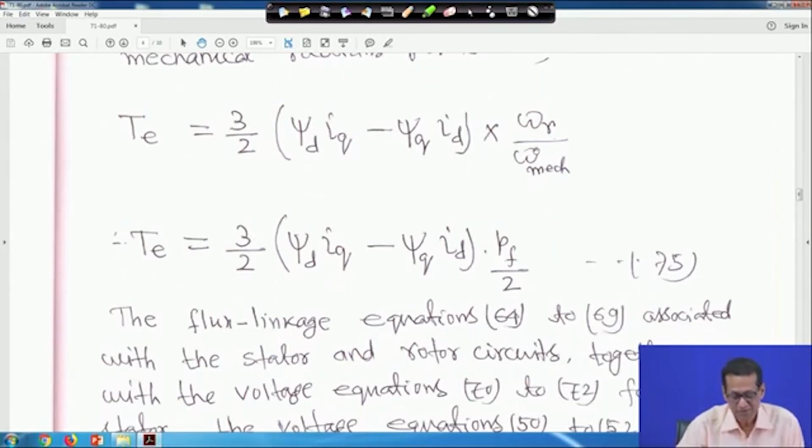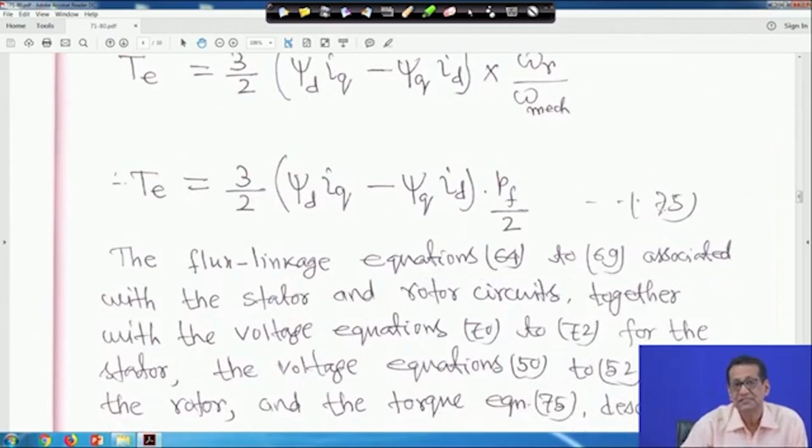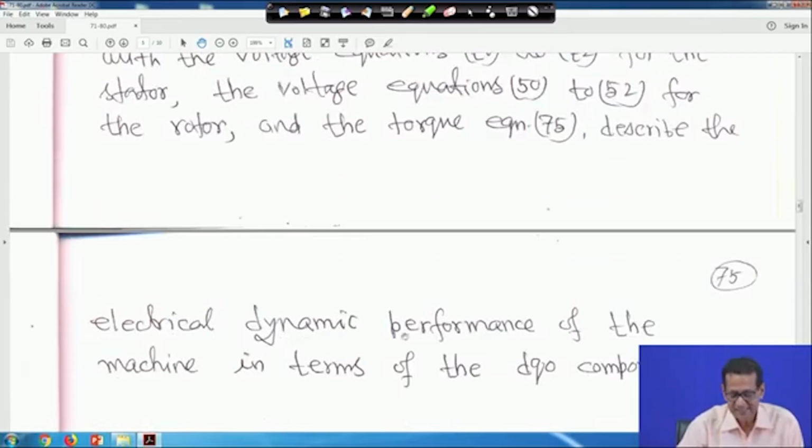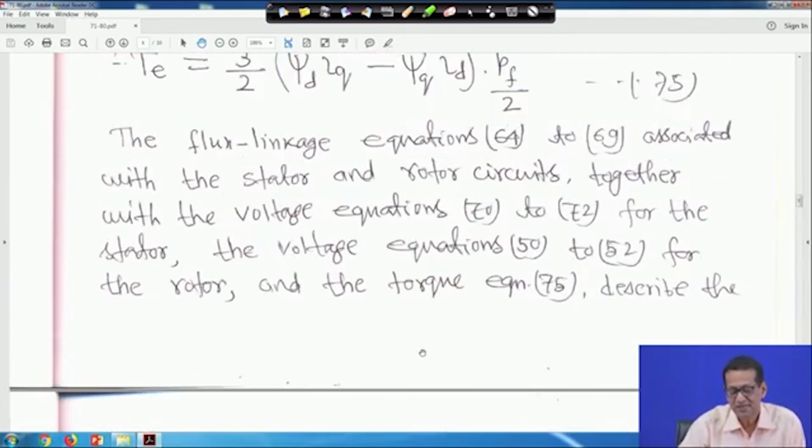Or you can simplify omega r upon omega mechanical. Earlier we have seen this is nothing but the number of field poles by 2. So it will be 3/2 (psi d Iq minus psi q Id) into Pf by 2, right. This is equation 75. Now, the flux linkage equations 64 to 69 associated with the stator and rotor circuits, together with the voltage equations 70 to 72 for the stator, the voltage equations 50 to 52 for the rotor, and the torque equation 75, describe the electrical dynamic performance of the machine in terms of dq0 components.